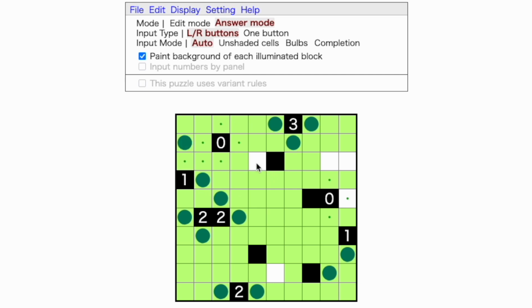And now this can't see any other possibilities. This can't see any other possibilities. This has to be illuminated from right there. And that is how we construct an Akari.